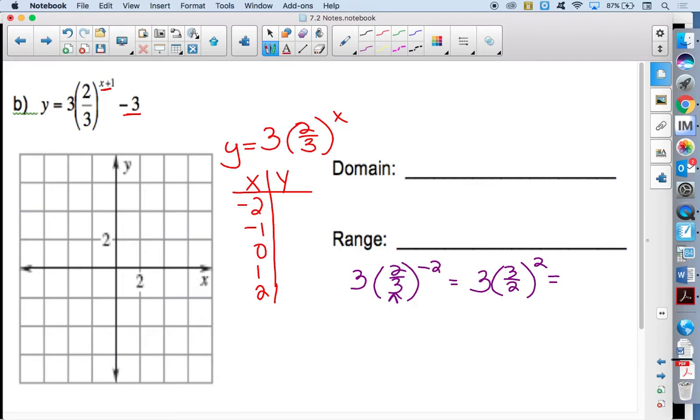You square the top and bottom. So if a fraction is squared, the top becomes 9, the bottom becomes 4. Square the top and bottom of the fraction. So now you have to multiply. Make the 3 over 1 if it makes it easier for you to multiply. So we're taking 3 times 9, which is 27, divided by 1 times 4, which is just 4.